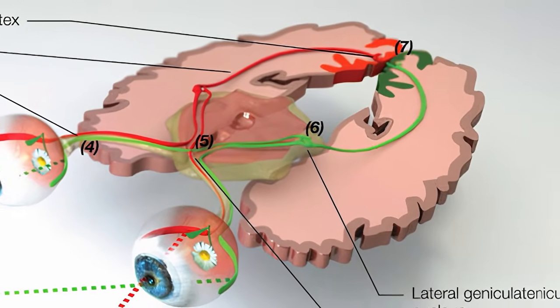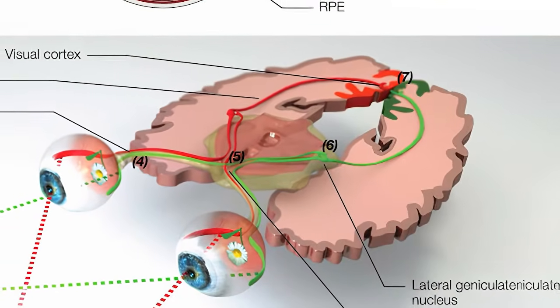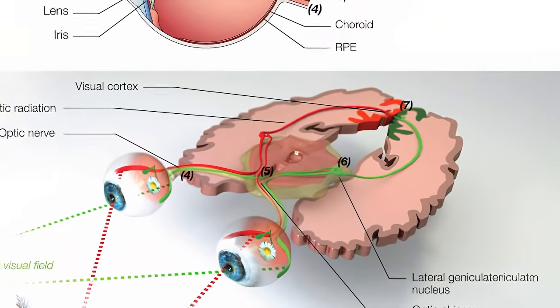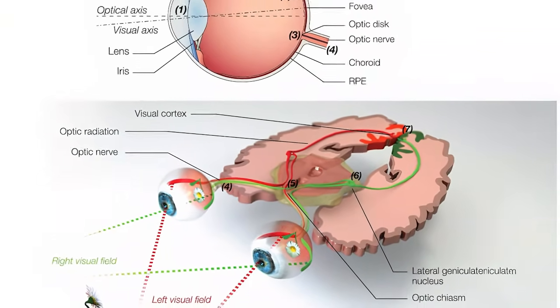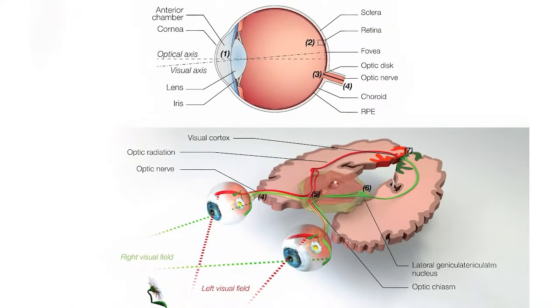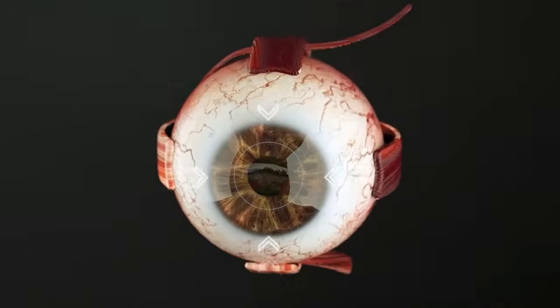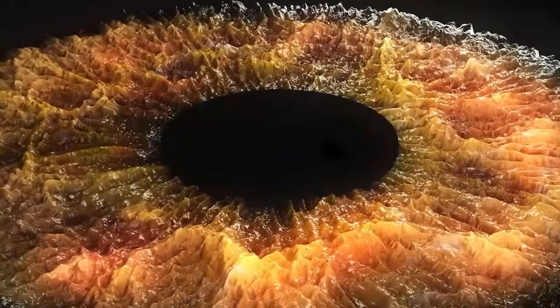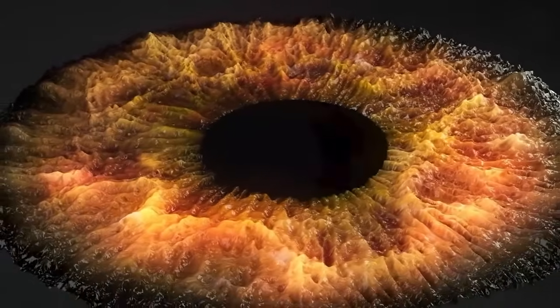This intricate cascade from the initial refraction of light to the final neural interpretation ensures that the human eye functions as a highly efficient, precise instrument for vision. Overall, the human eye is a marvel of biological engineering, allowing us to perceive the world in vivid detail.